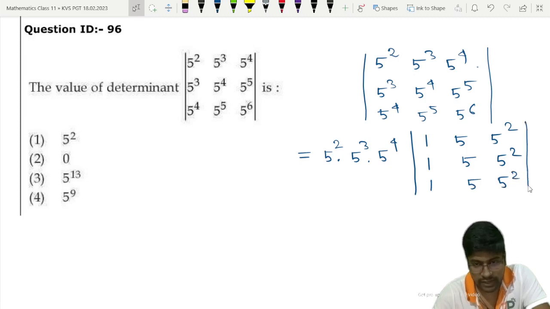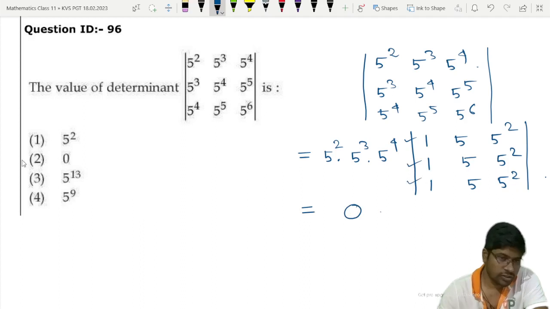So what we can say by seeing this form of determinant: if in a determinant any two rows or any two columns are identical, then the value of the determinant will be equal to 0. Anyway, here all the three rows are identical, the same. So the value of the determinant will be equal to 0. So which option? Option 2 is the correct answer.